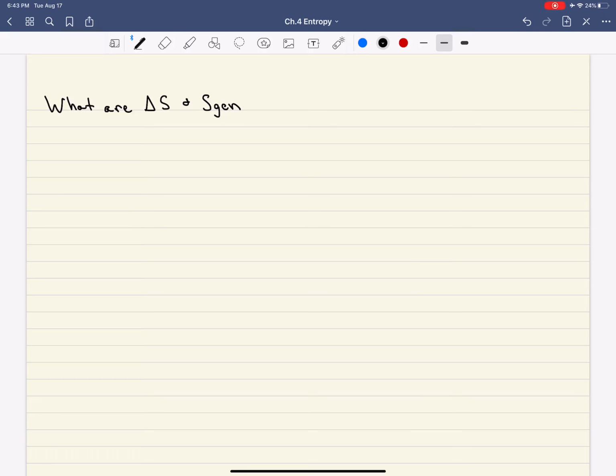In the previous video, I introduced the second law of thermodynamics, and we talked mostly about the dQ over temperature terms. In this video, I want to focus more on the new terms that have been introduced in the second law of thermodynamics, specifically the delta S and the S-gen term. On the left-hand side of the second law, we have a delta S, and what this delta S describes is the change in entropy of a system.